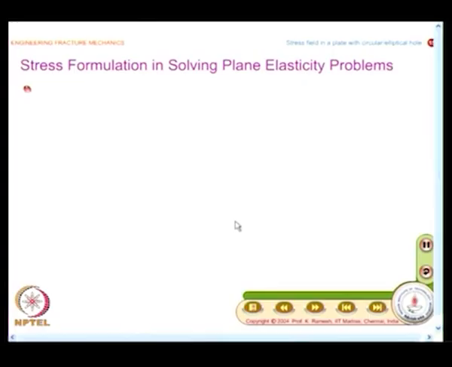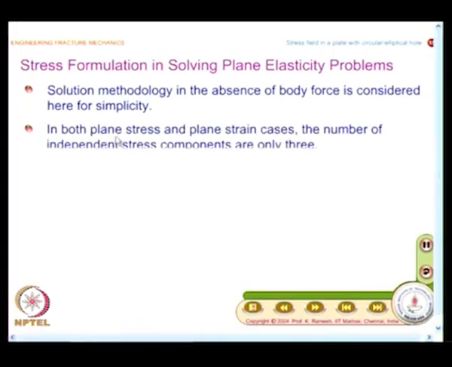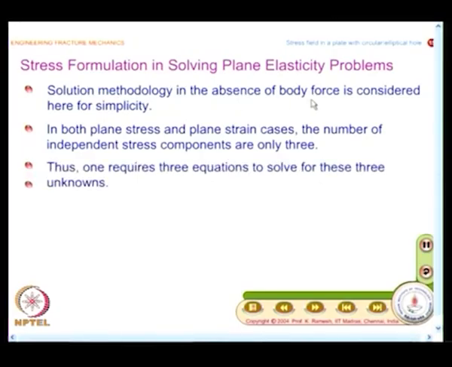That understanding will help you to rationalize what kind of deformation takes place in the case of plane strain and plane stress situation when we are looking at the plastic deformation. And we are going to look at the solution methodology in the absence of body force for simplicity.